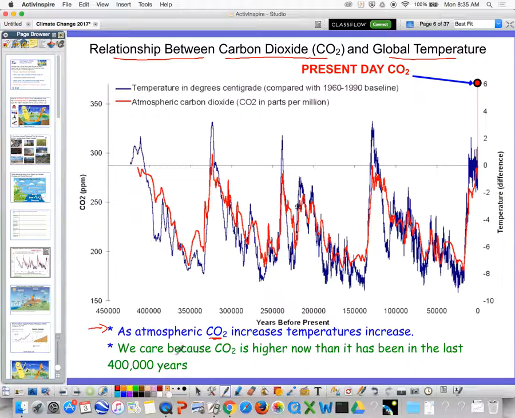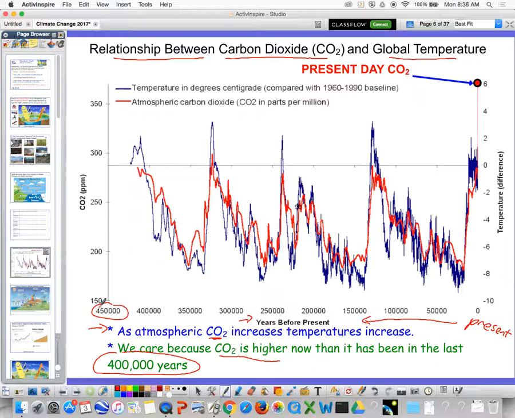This is very important because the carbon dioxide levels in the atmosphere are higher now than they've been in the last 400,000 years. What this graph is showing you, hopefully you can see two lines on the graph. The bottom of the graph is the years before present. Present is 0 here. So here's 2017. And as I go this way, it goes farther back in time, so 50,000 years, 100,000 years, 150,000 years, all the way back to 450,000 years.